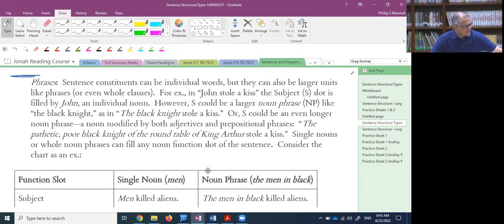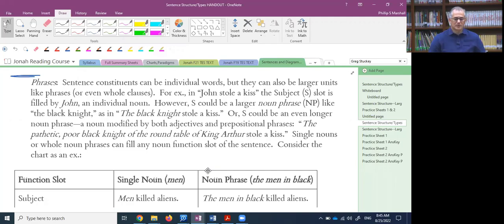So phrases is the next item that we want to talk about. We've been talking about constituents, and constituents are things that fill function slots in a sentence. The question is what sort of things can be a constituent? What we see here is that constituents can be, as we've seen, single words, but they can also consist of larger units of things that hang together and function as a single thing. And those are clauses, or excuse me, at the highest level clauses, but at a more intermediate level phrases.